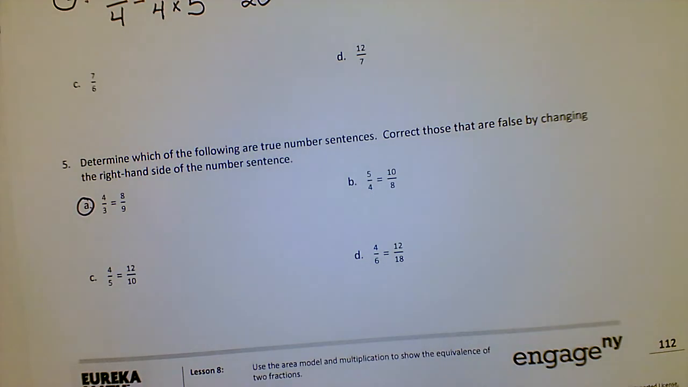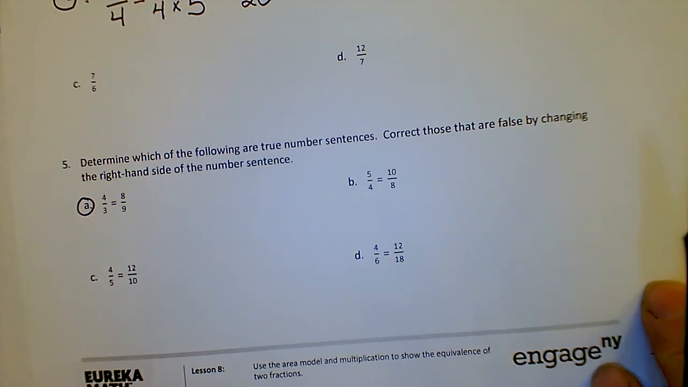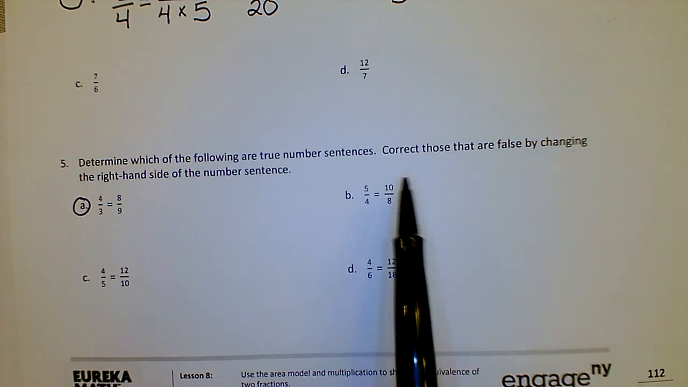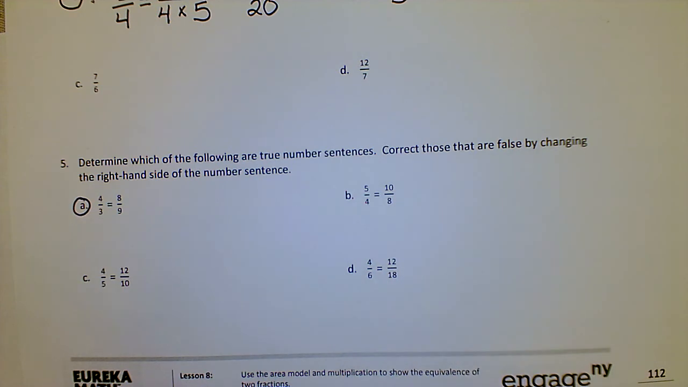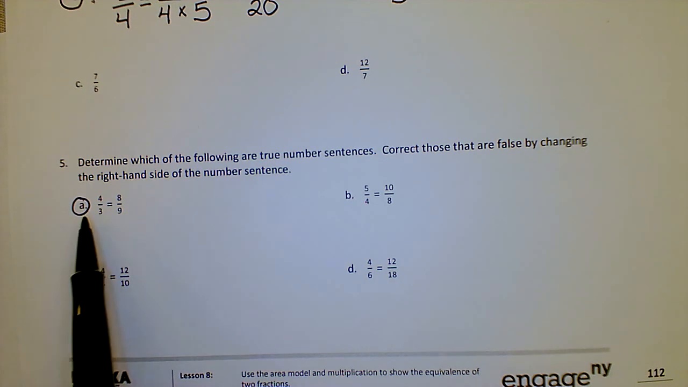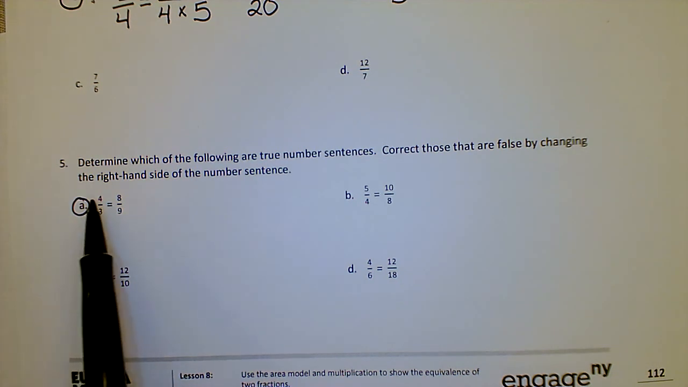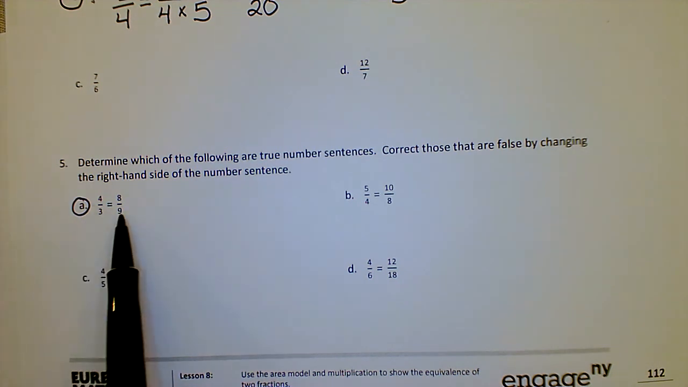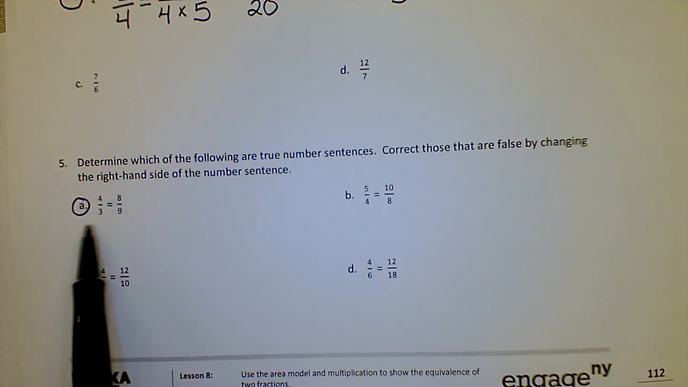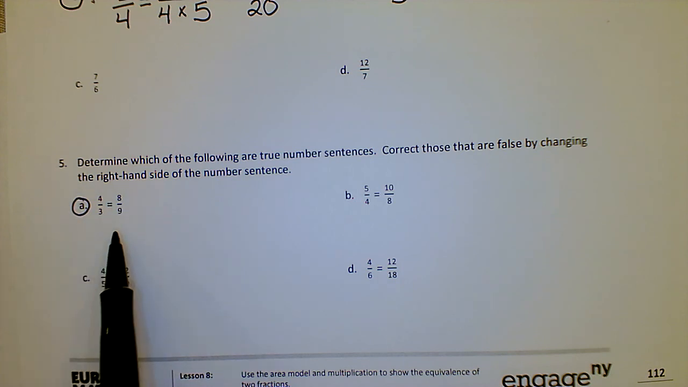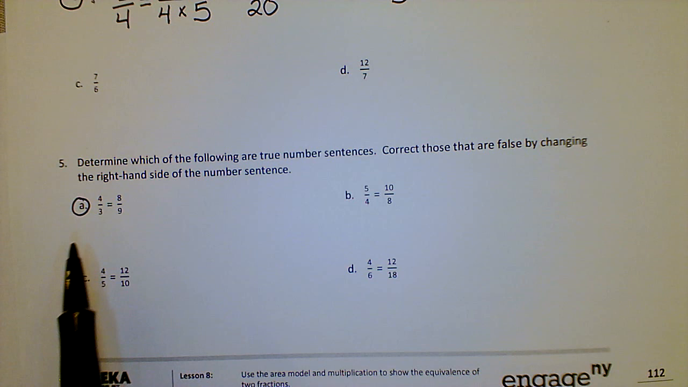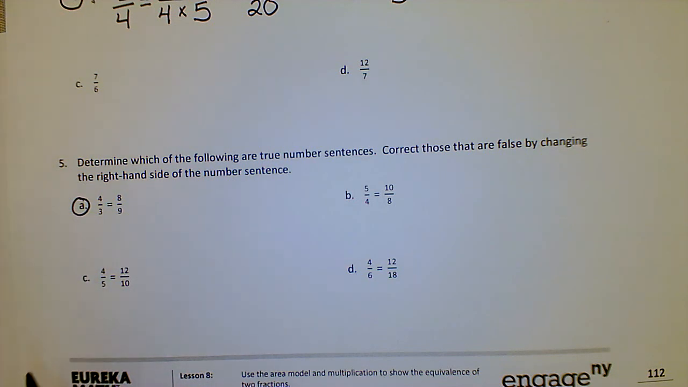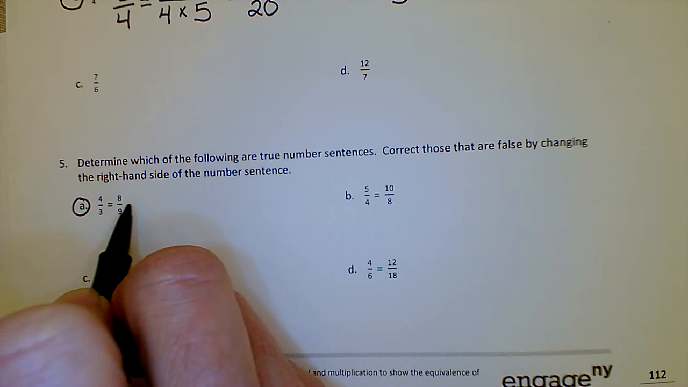And here it says, determine which of the following are true number sentences. Correct those that are false by changing the right-hand side of the number sentence. So what we are going to do is check to see, are 4/3 and 8/9 equivalent fractions? Do they have the same value? And we're going to do this by using multiplication. So let's go ahead and set that up.